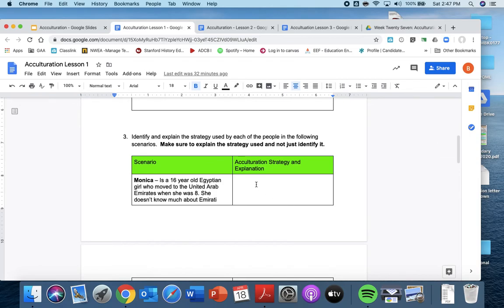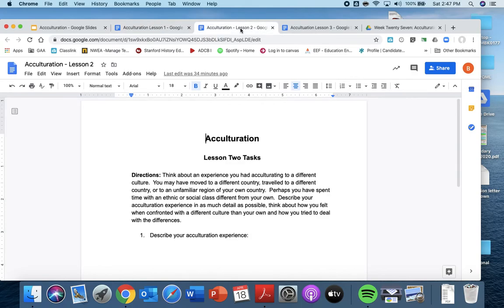Okay, this does not have to be very long, but you need to give me some examples that show the explanation of the acculturation strategy so that I can get an understanding and I can see that everyone or most people understand what the strategy is and why, because the rest of it won't make sense if we don't get this part correct. Okay. For lesson 2, you're going to be talking about your own acculturation experiences.